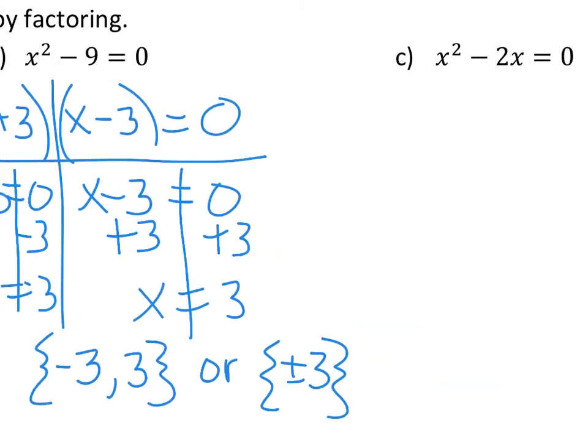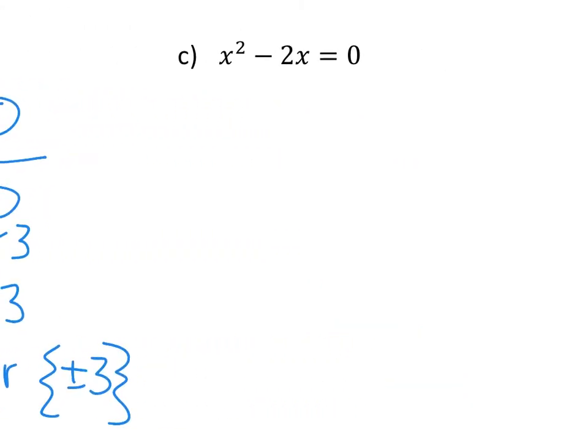Letter C. X squared minus 2x equals 0. We have it equal to 0, so we're good there. And we need to pull out a GCF. They both have an x in common. So I can pull out x, and I'm left with x minus 2 equals 0. X minus 2 cannot be factored anymore, so I'm done factoring.